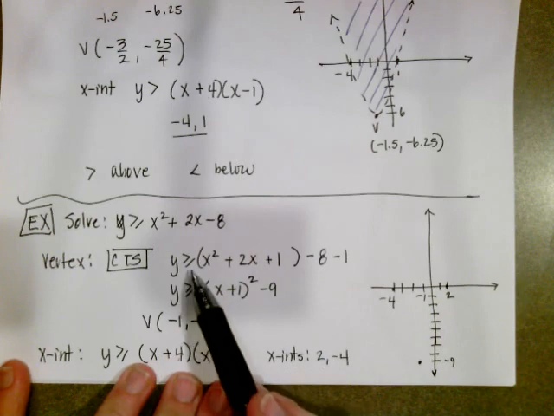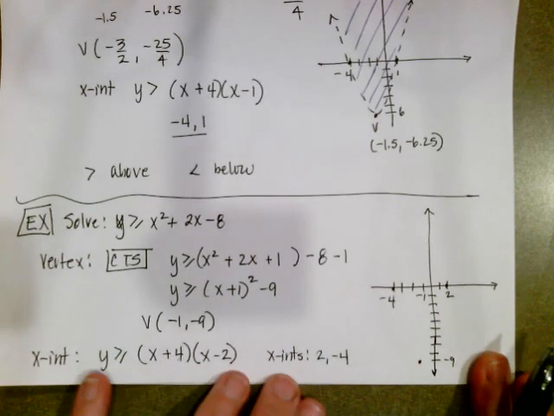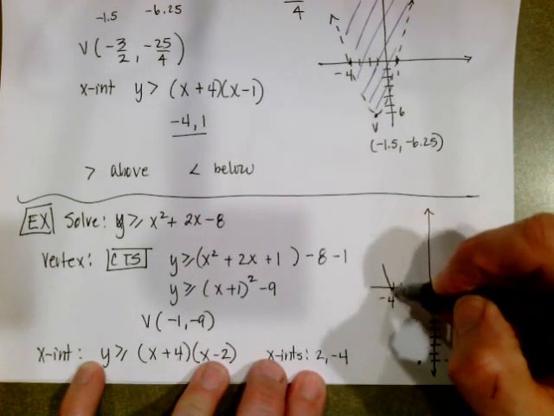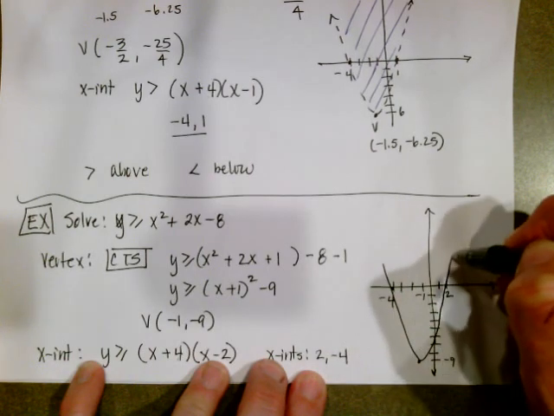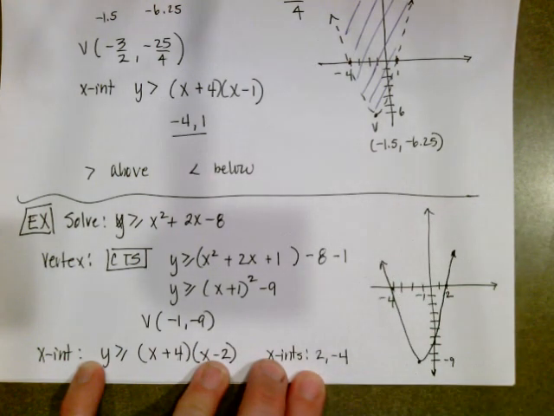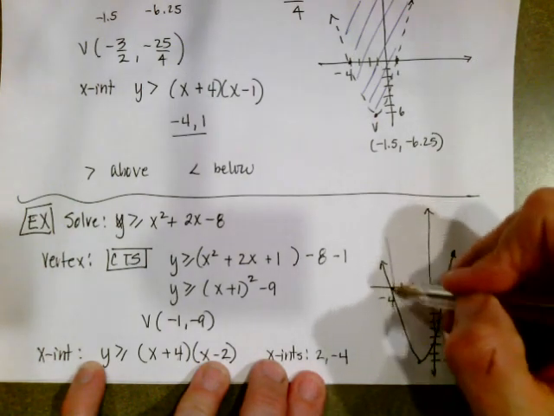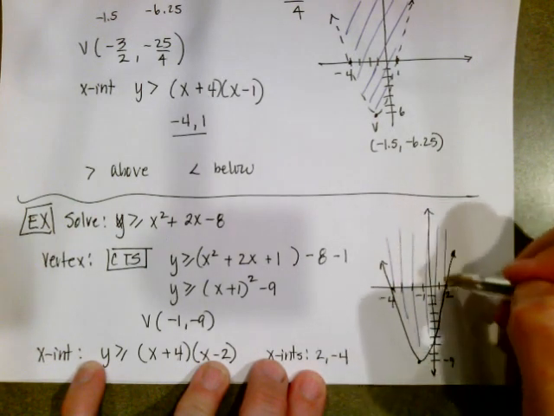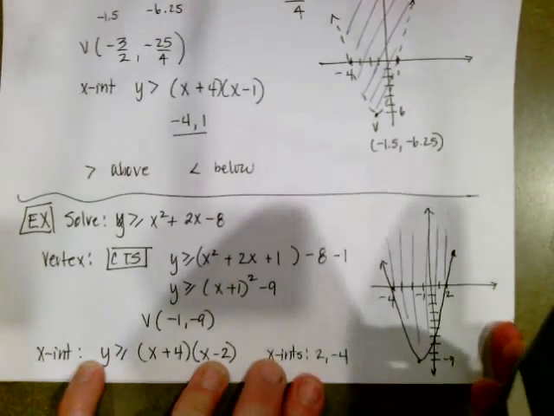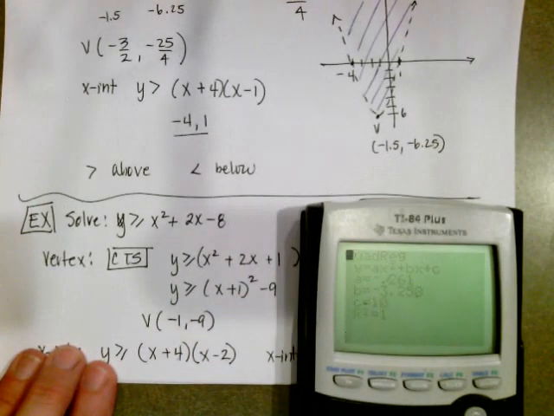My inequality is greater than or equal to, so that means my line is solid. So I'm going to draw my line. Give me a couple of arrows, and then I'm going to shade. It says greater than or equal to, so I'm going to shade up above. All right, let me show you that on our grapher.